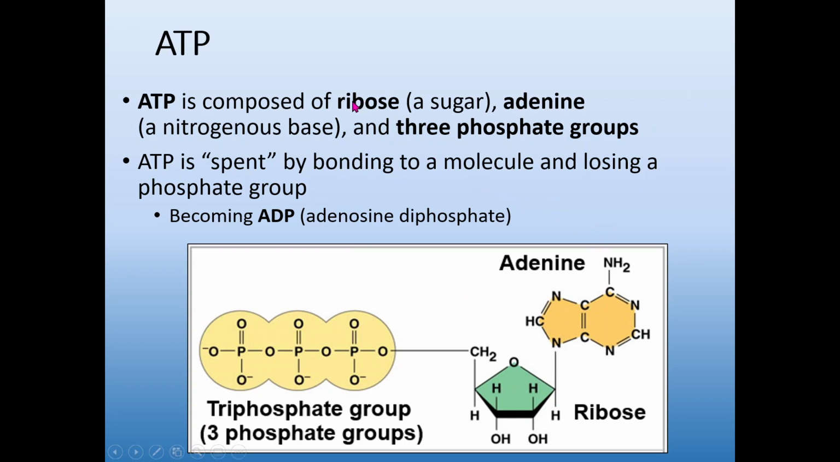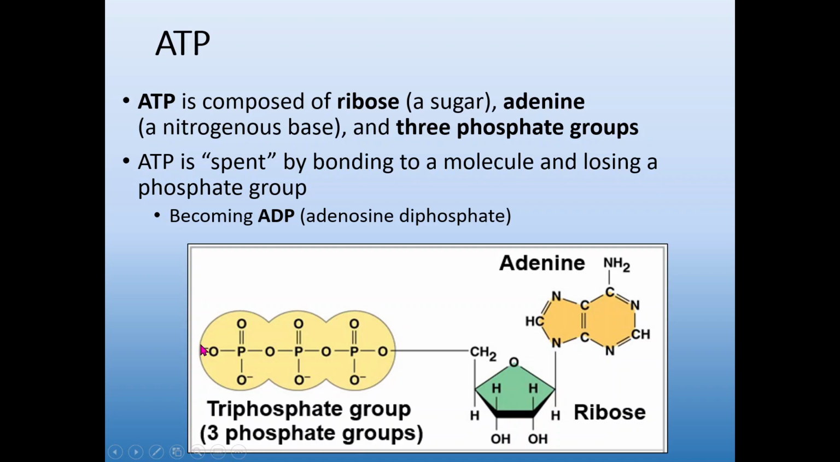ATP is built from a ribose, a sugar. That's what this green part is right here. I do want you to know the general shape, function, and structure of ATP. I'm not going to ask you to draw this by any means, but have an idea that you have a central sugar that on one end has an adenine, which is a nitrogenous base, and on the other end, and this is the important end, it has 3 phosphate groups.